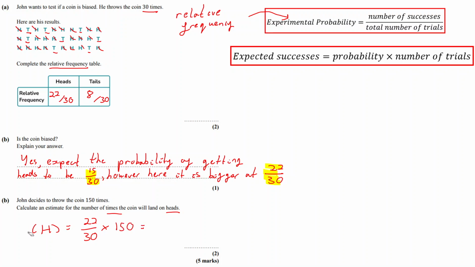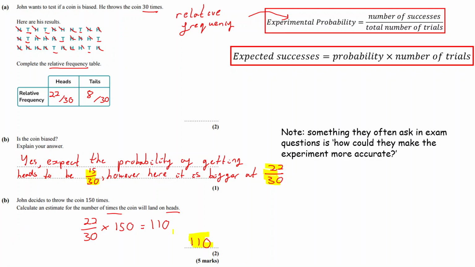Okay, I've just taken this from the table. So 22 out of 30 times 150, and we get 110. So based on the experimental data, if you throw a coin 150 times, you'd expect to get 110 heads. And that there is our answer for that part.